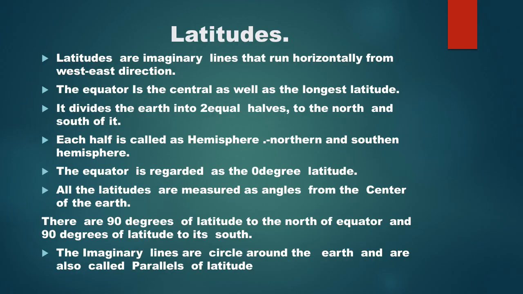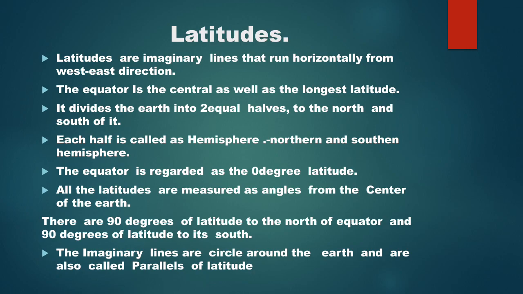Now, latitudes. Latitudes are imaginary lines that run horizontally from west to east. The equator is the central as well as the longest latitude. It divides the earth into two equal halves, to the north and the south of it. Each half is called a hemisphere, the northern and the southern hemisphere. The equator is regarded as the 0-degree latitude.